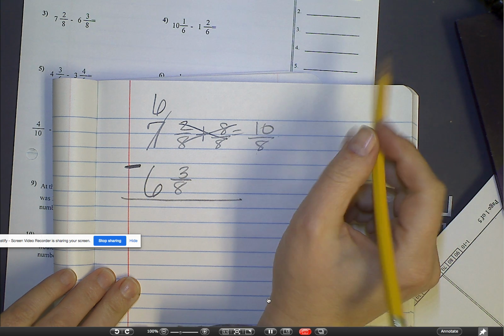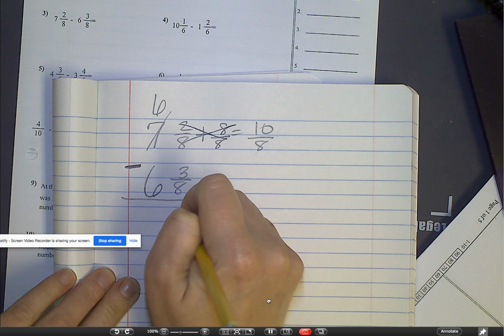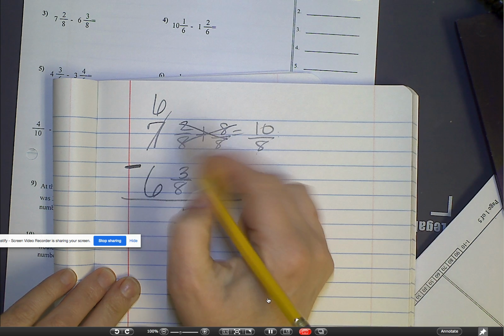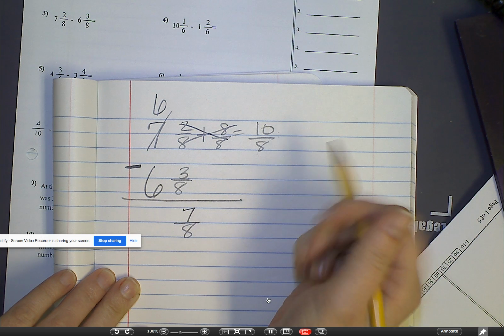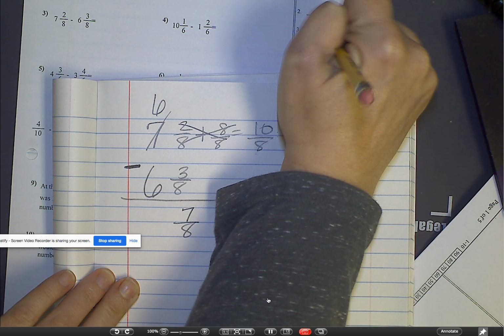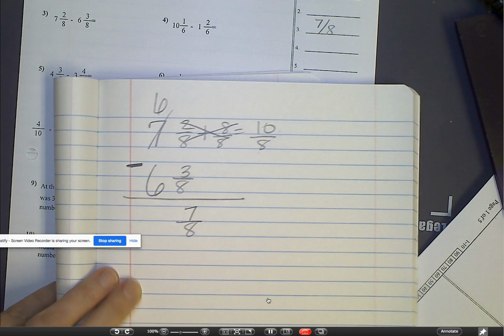All right, so now I can just go ahead and subtract. 10 minus 3 is 7, and then I keep my denominator. 6 minus 6 is just 0, so I don't need to do anything with that. So for number 3, the answer is 7/8. If you didn't understand that, rewind it and go back and watch it again, okay?